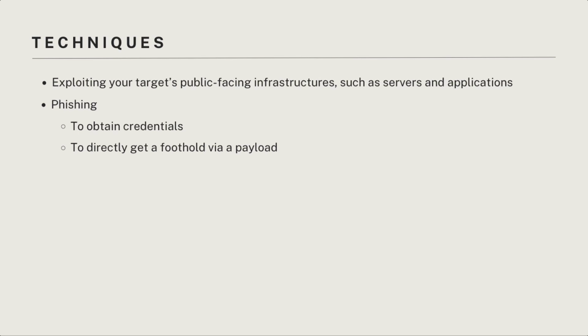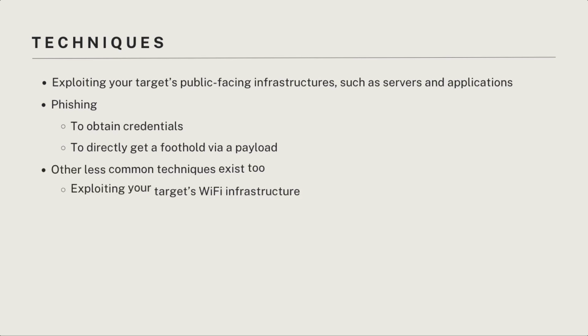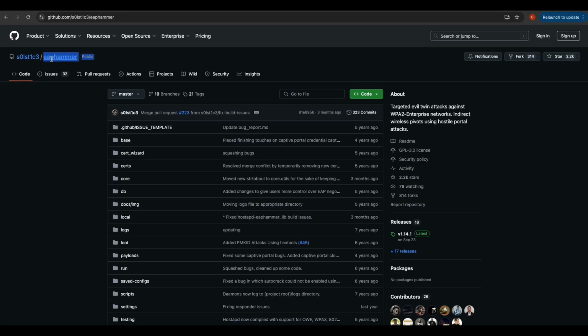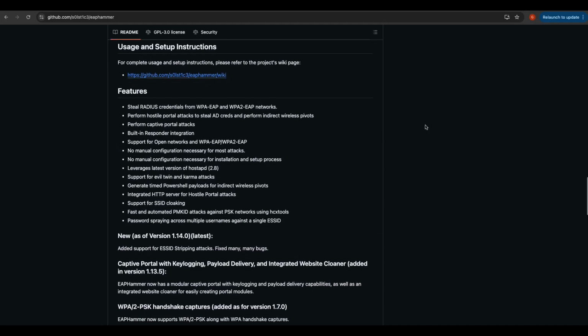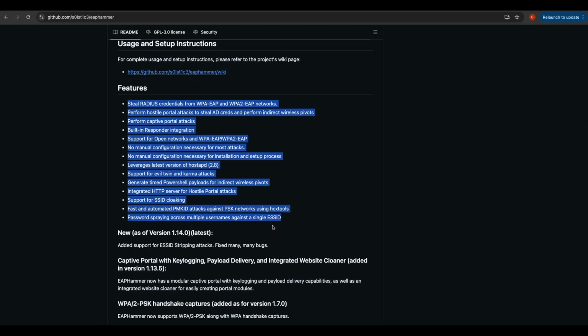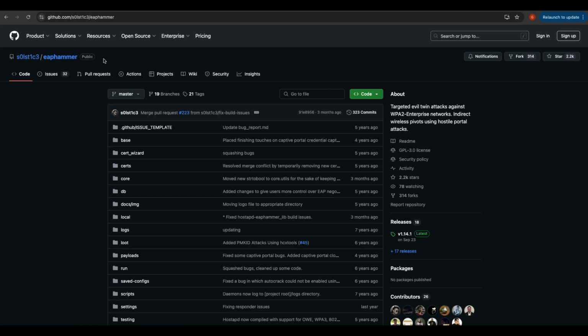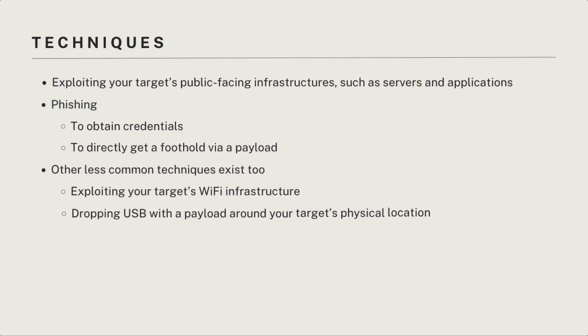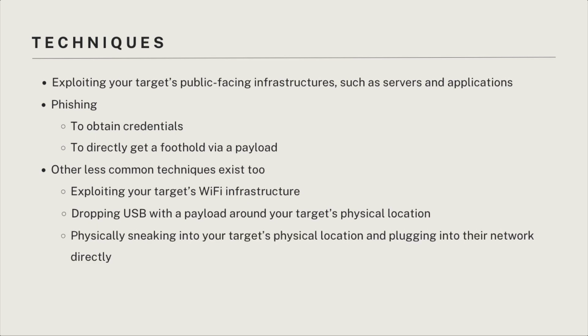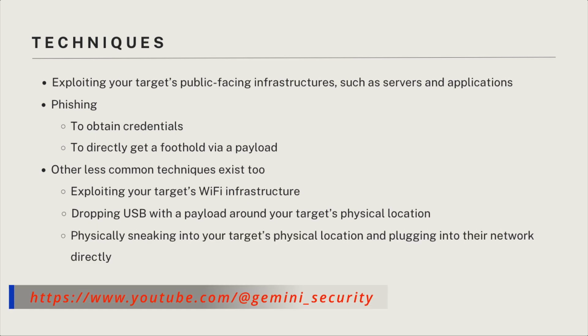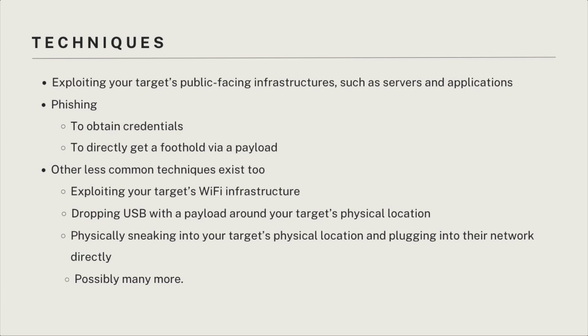There are other less common techniques too, such as getting near to your target's physical location and trying to exploit its Wi-Fi infrastructure with something like EAP Hammer or an evil twin attack. You can also drop USB devices with a payload in it near your target's physical location, hoping someone would pick it up and plug it into their computer. You can even physically sneak into your target's physical location and directly plug your computer into their network, gaining access directly. And there are possibly many more methods that you can use to gain an initial foothold into your target's environment.